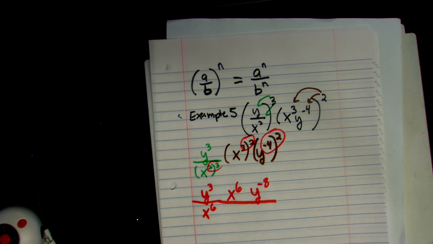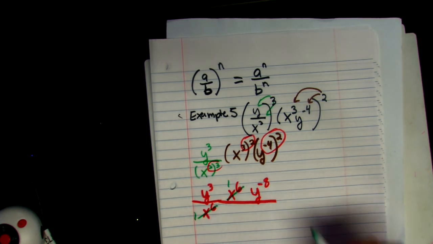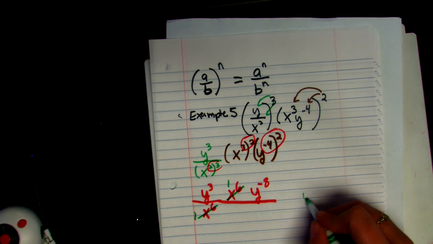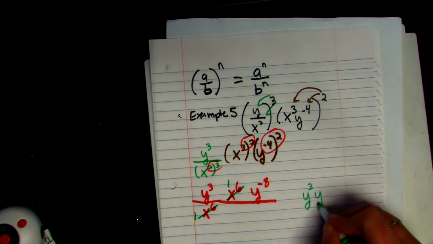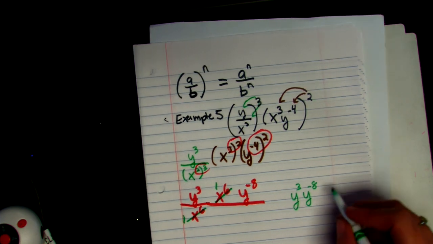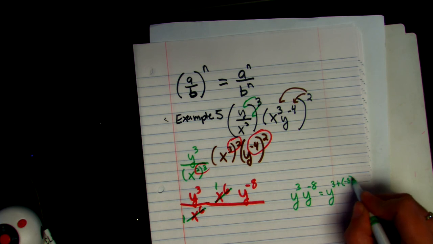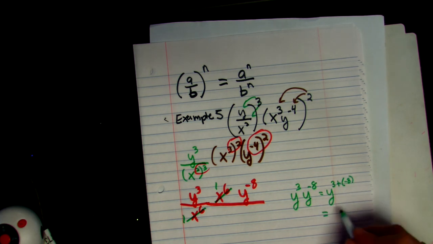And notice how I have x to the 6 and x to the 6. Well, it's kind of like simplifying a fraction. X to the 6 goes into x to the 6 once, and it goes into it once. So now I'm left with y cubed times y to the negative 8. Well, using my product property, that's the same as saying y to the third plus negative 8. And 3 plus negative 8 is going to be negative 5.